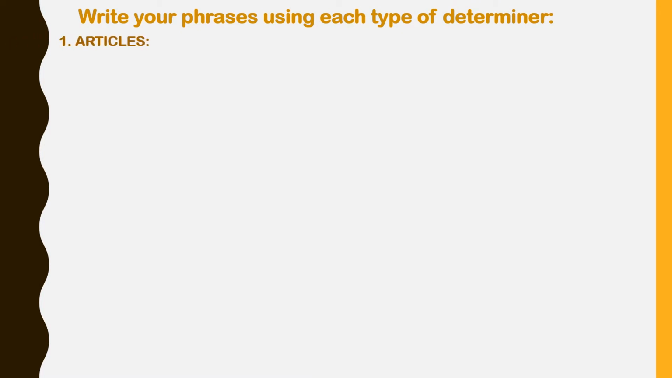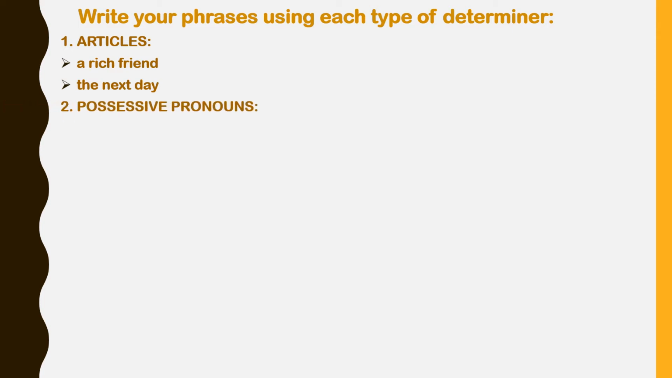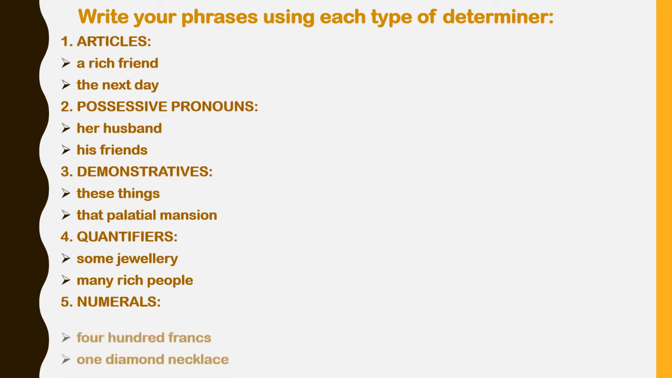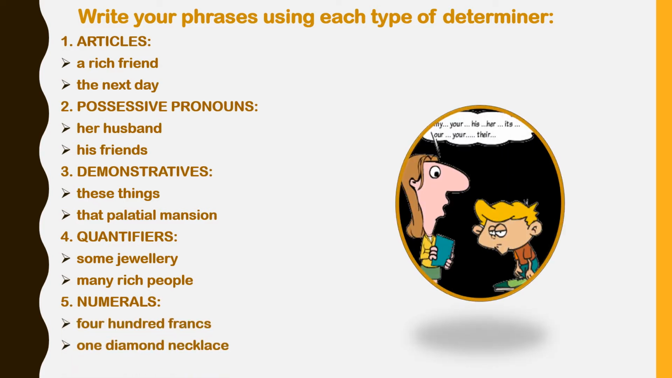Now, these are some phrases using different types of determiners like articles, the possessive pronoun, demonstratives, the quantifiers showing you some kind of quantity, and numerals.